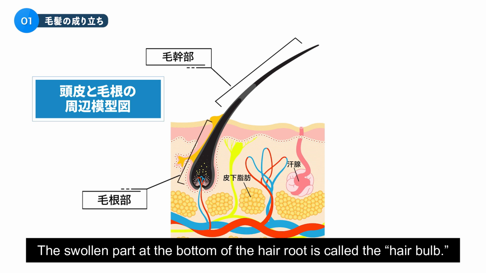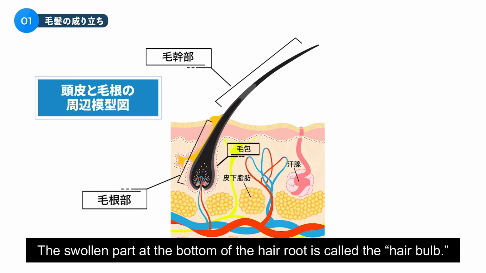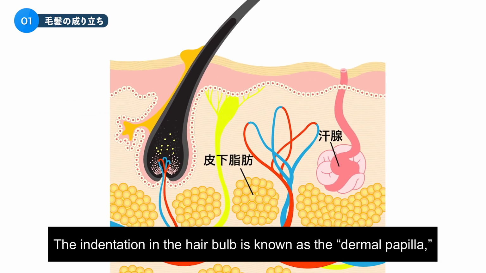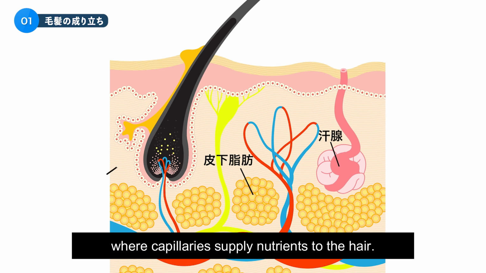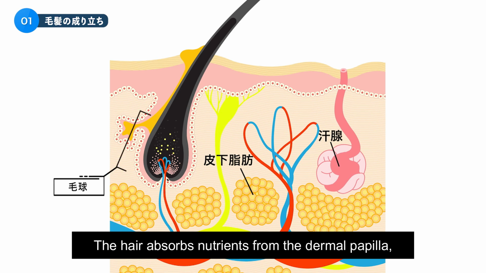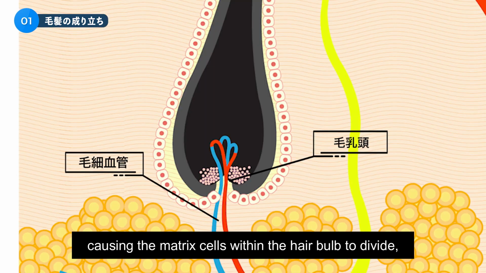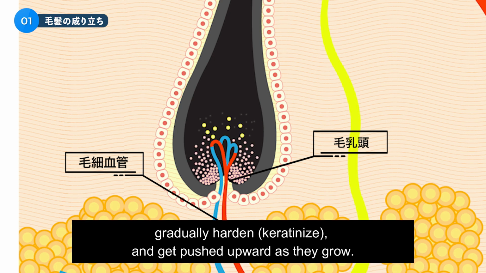The swollen part at the bottom of the hair root is called the hair bulb. The indentation in the hair bulb is known as the dermal papilla, where capillaries supply nutrients to the hair. The hair absorbs nutrients from the dermal papilla, causing the matrix cells within the hair bulb to divide. They gradually harden, keratinize, and get pushed upward as they grow.